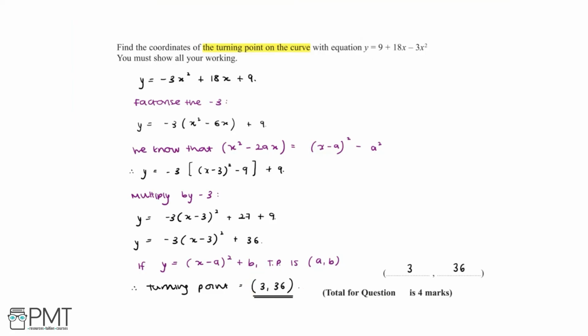Now this question is worth 4 marks. We get the first mark for factorising the minus 3 out of our equation. We get the second mark for our process to complete the square, and for saying that x squared minus 6x is equivalent to x minus 3 all squared minus 9. We get the third mark for fully completing the square, and for therefore saying that y is equal to minus 3 multiplied by x minus 3 all squared plus 36. And we get the fourth and final mark for using this in order to find that the turning point of our curve has the coordinates 3, 36. Allowing us to get the full 4 marks needed in this question.